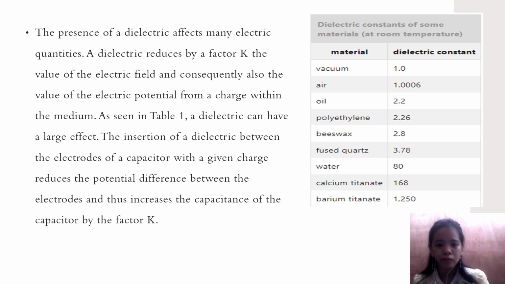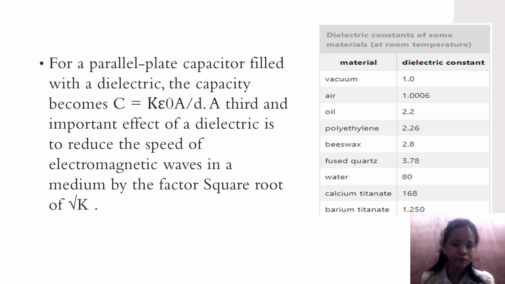A dielectric reduces the electric field by a factor K. The value of the electric field is a constant E, also the value of the electric potential can be changed within the medium. As seen in the table, the dielectric can have a large effect. The insertion of the dielectric between the electrodes of a capacitor of a given charge reduces the potential difference between the electrodes and thus increases the capacity of the capacitor by the factor K.